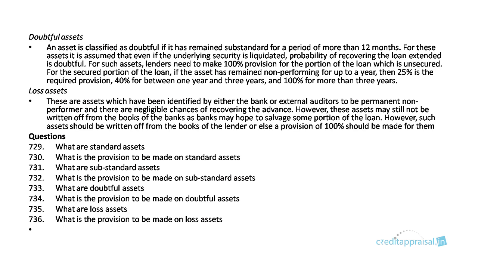So the questions may be prepared from this chapter. What are standard assets? What is the provisioning to be made? We discussed that. What are substandard assets? What is the provisioning to be made in those cases? What are doubtful assets? What is the provision to be made? And what are loss assets? What is the provision to be made?